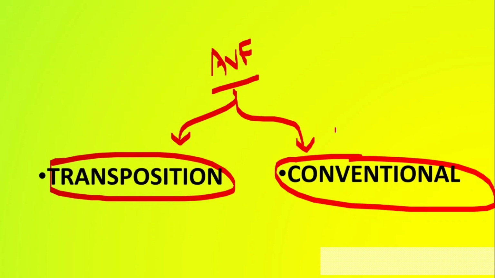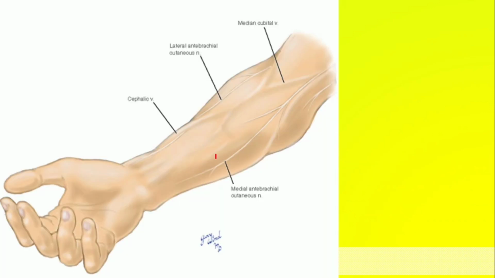That is why I kept the two diagrams to show the vessel anatomy. Transposition means the vessel is dissected and some part of it is taken from one part and kept in another part. That is transposition. So where are the areas the fistula can be made? The conventional one: see, the radial artery is here. The cephalic, the big vein, is also here.